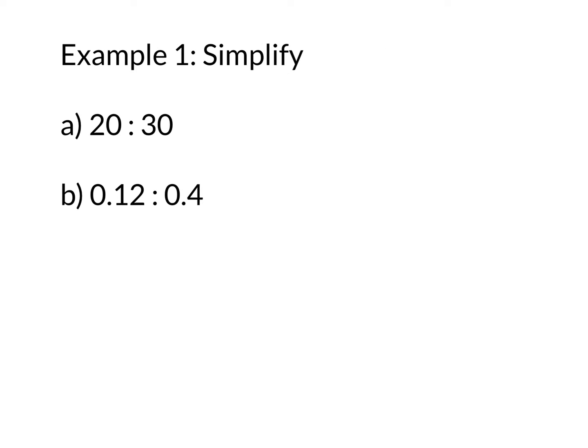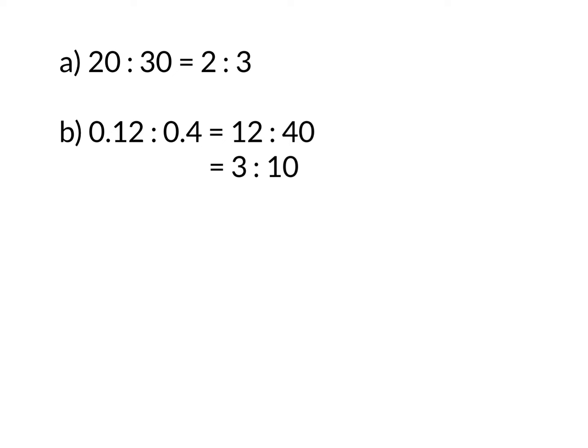The first example we're going to have a look at is simplifying 20 ratio 30 and 0.12 ratio 0.4. We're going to treat these very much like fractions, where you just find the common divider, or the number that goes into both. So 20 ratio 30, if I divide both by 10, I get 2 ratio 3. To do the second one with decimals, we could just put it on our calculator as a fraction, 0.12 over 0.4. But let's look at how it should be done.